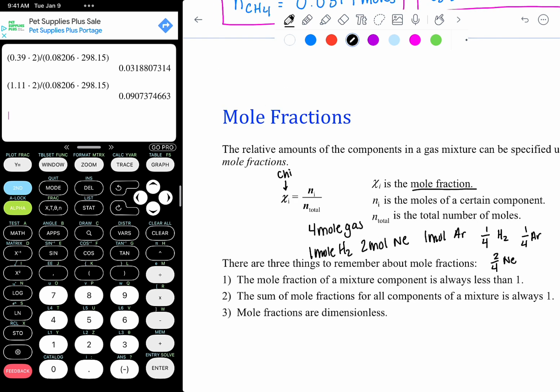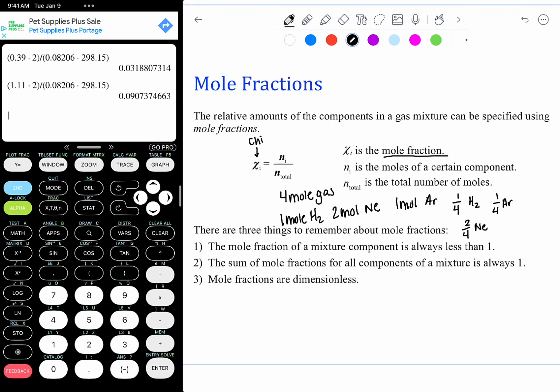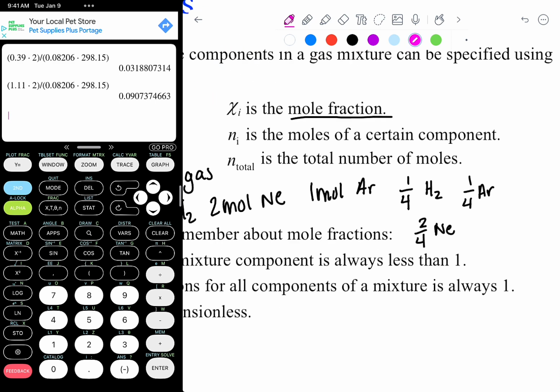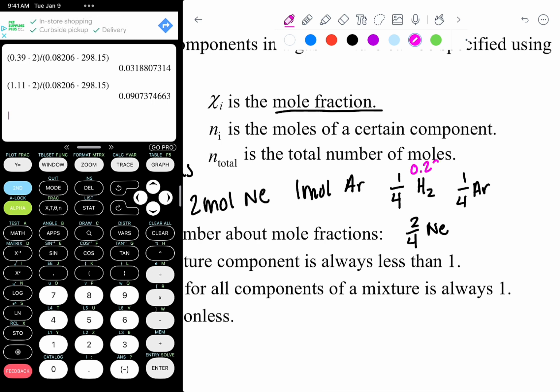There are a few things to remember about mole fractions. The mole fraction of a mixture component is always less than 1, right? It can't be more. You can't have more of a specific type of gas than the total gas in the sample. That wouldn't make sense. I can't have 4 moles of gas and 6 moles of those being hydrogen. That wouldn't add up correctly. So it'll always be less than 1. So here we have 0.25, 0.25, and 0.5.